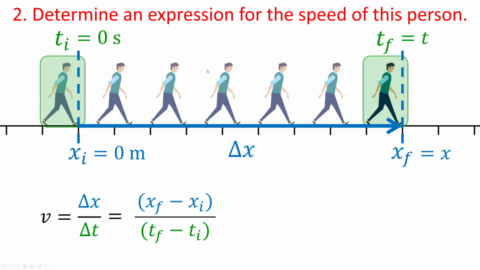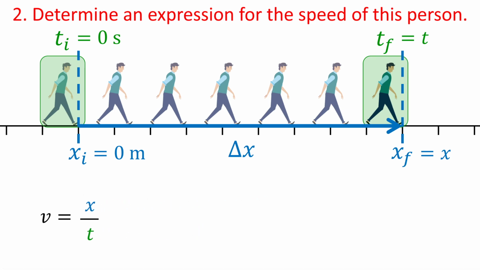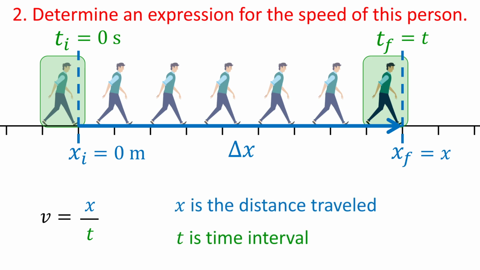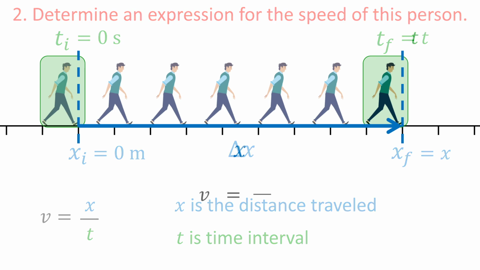And so we can rearrange this equation so it looks just like this, x over t, because the initials have gone to 0. And the way we've defined it with this as our reference point, the finals are just equal to the changes. And so we end up with this much simpler version of the equation, which just says v equals x over t. And in this case, x is the distance traveled, and t is the time interval, or the time it took to travel that distance.